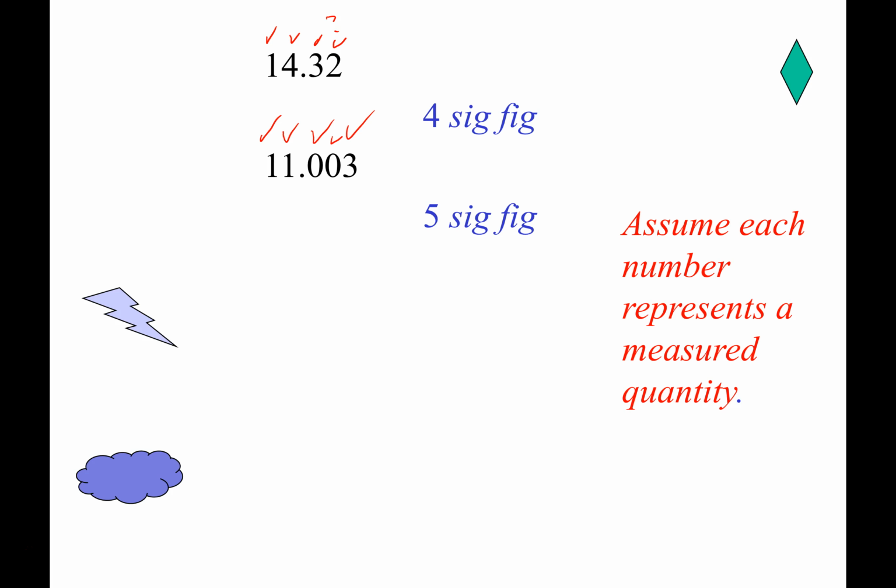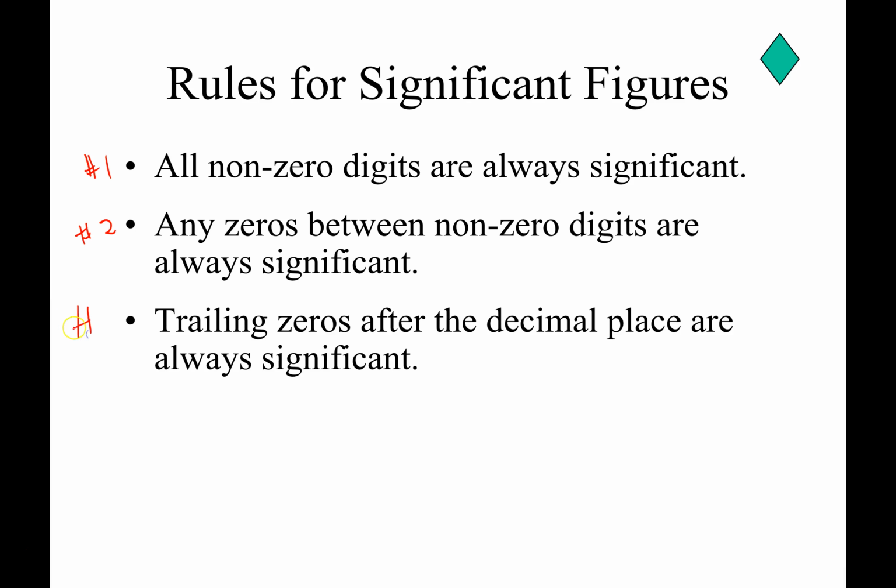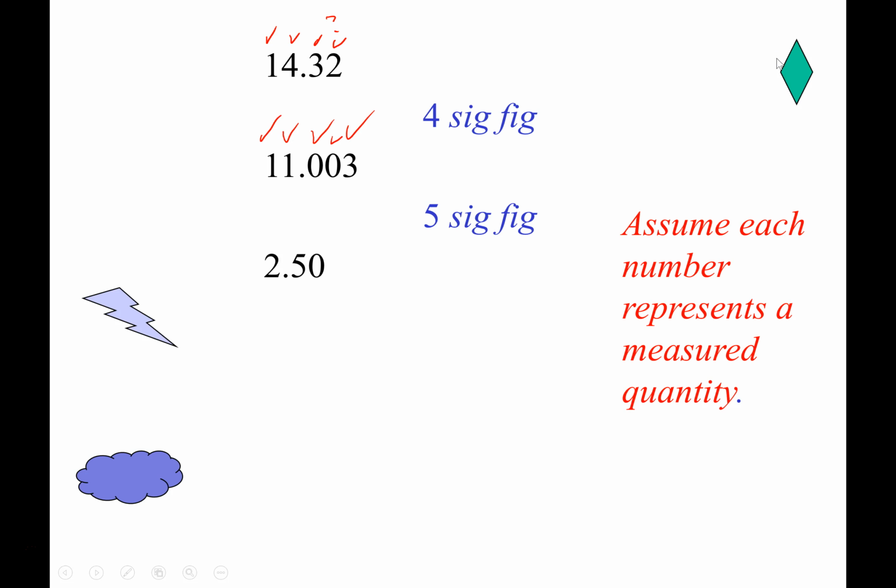It's all about the zeros. We have a few other things that zeros might be. So rule number 3 looks like this. A trailing 0 after the decimal place is significant. The example I have here looks like this. The 2 and the 5 are rule number 1. And this 0 right here is a trailing 0 after the decimal. That totally is significant. So that gives us 3.